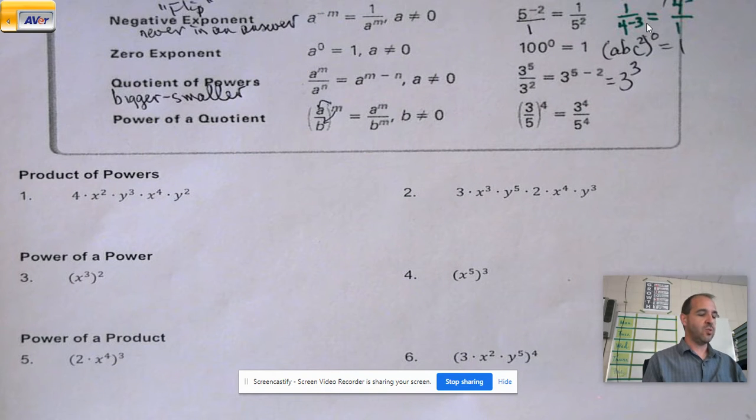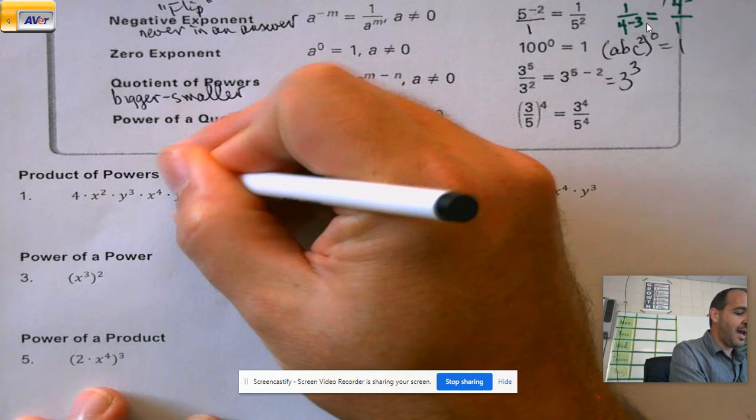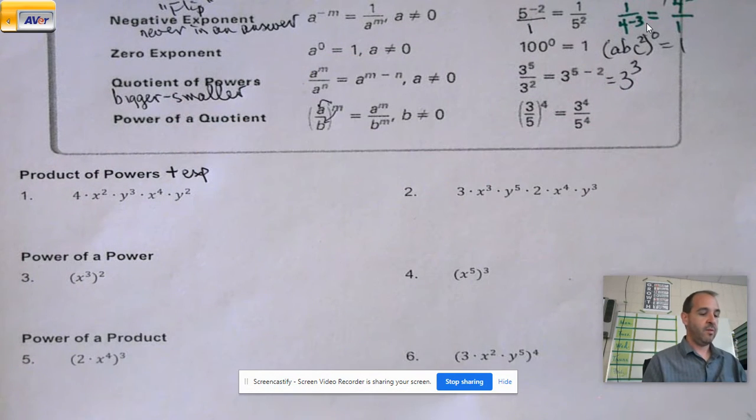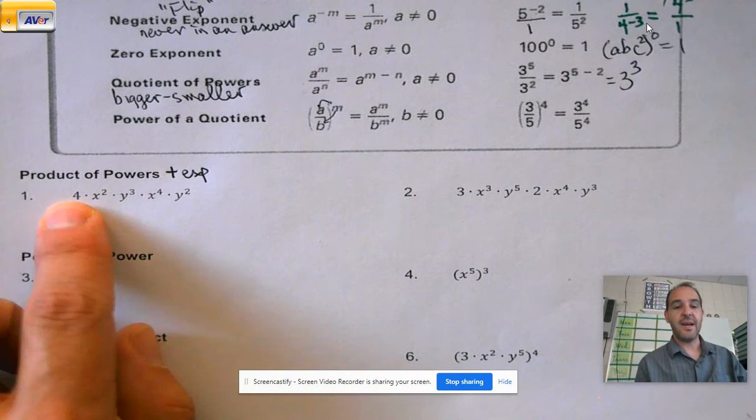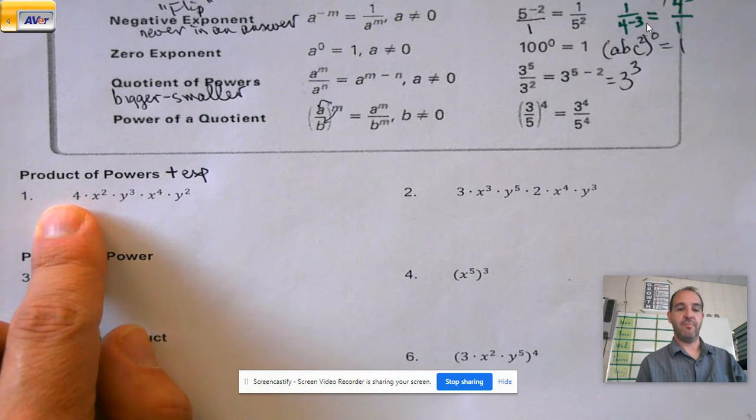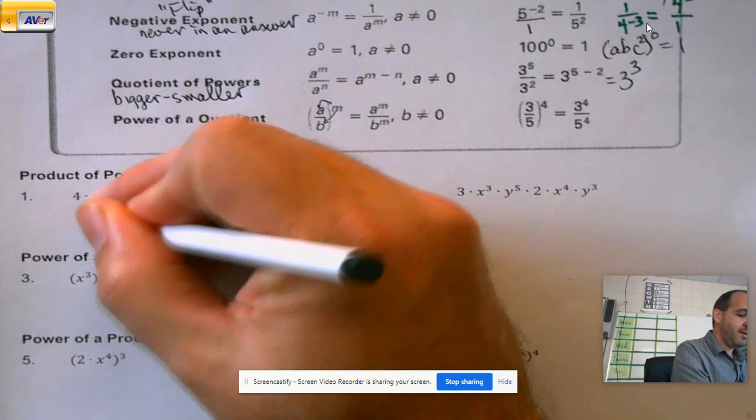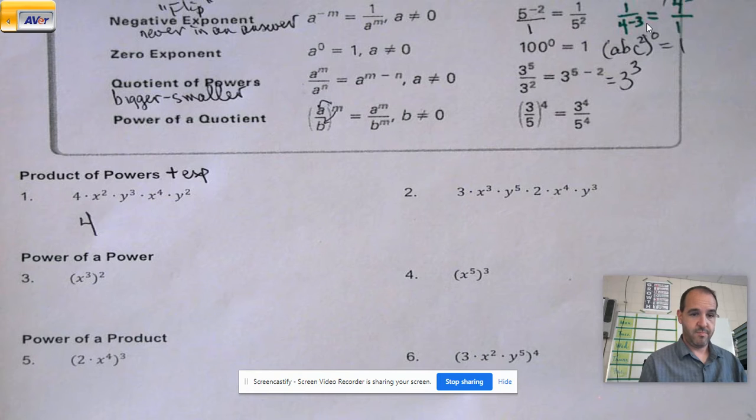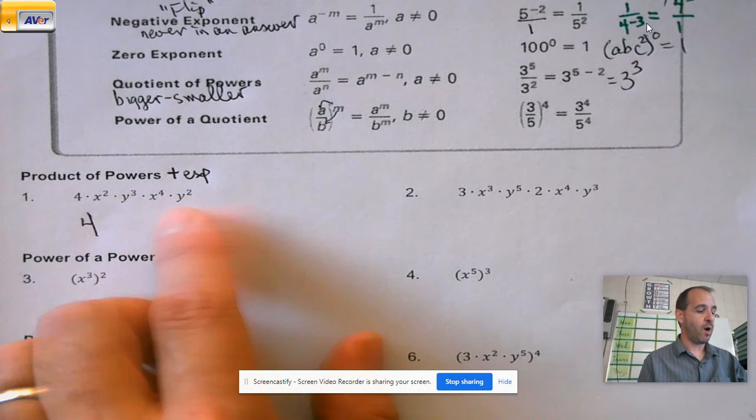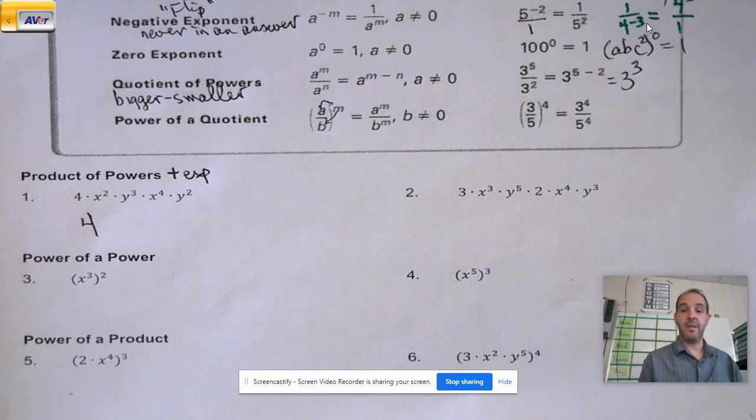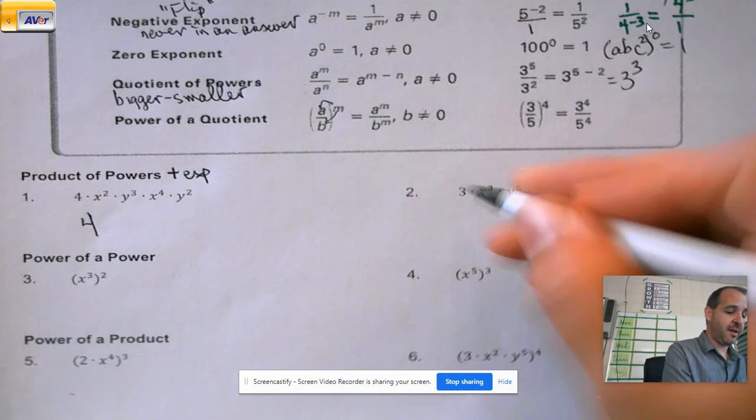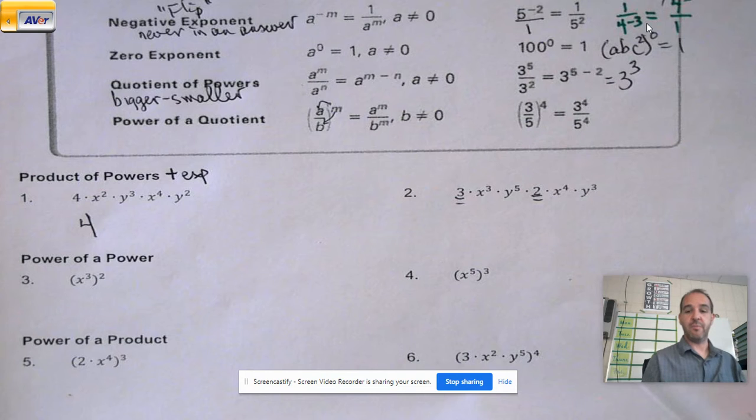So product of powers, what am I doing? Well, I see it's multiplying. So I see I'm going to be adding my exponents. Okay, 4, that is not an exponent. That's a coefficient. There are no other coefficients here. 4 is being left alone. Now, if I had another coefficient somewhere multiplied in, I'd multiply them. Like in number 2, I'll give you a hint. You're going to do 3 times 2. That's going to be your coefficient before you start doing anything with the exponents.